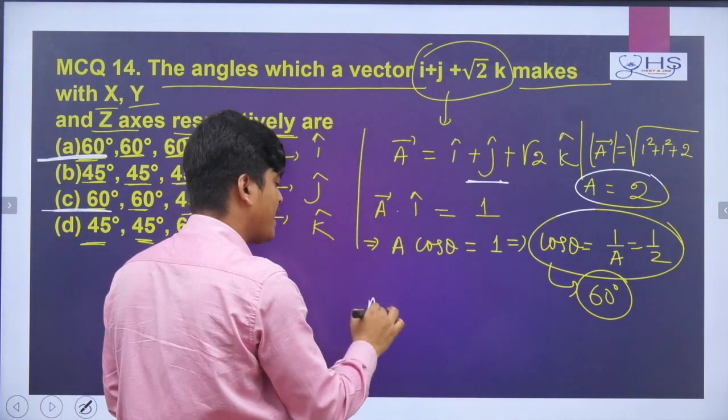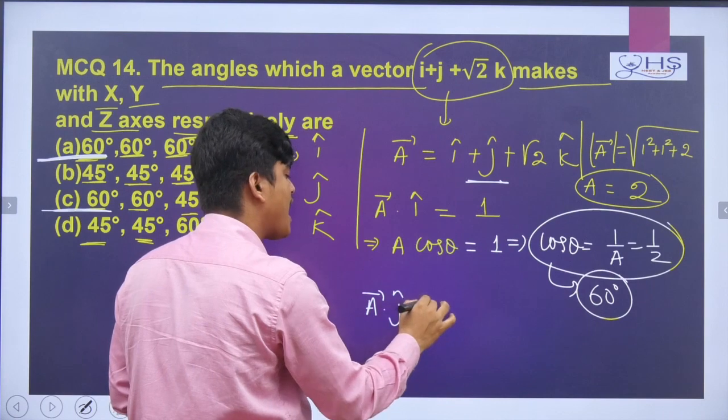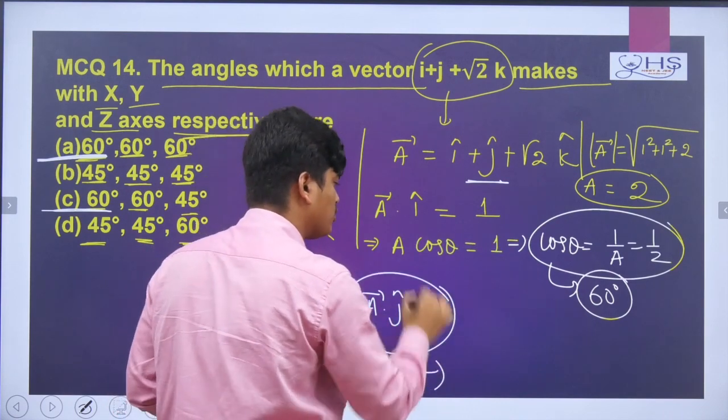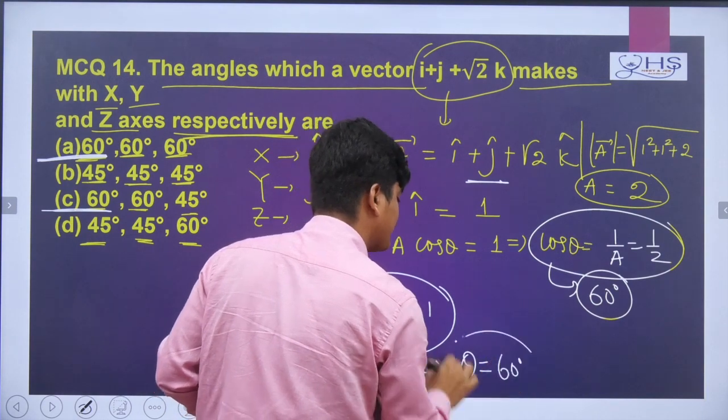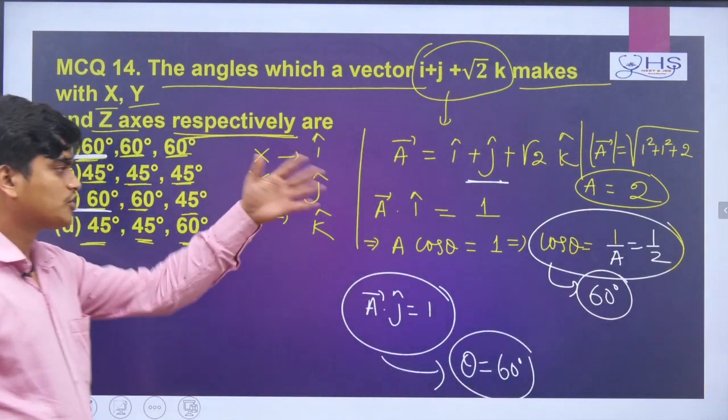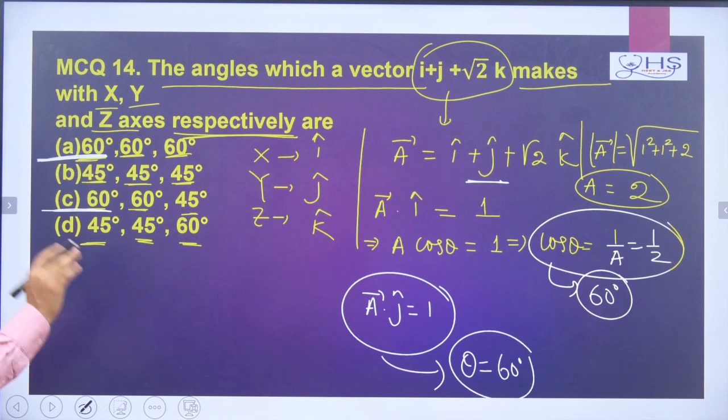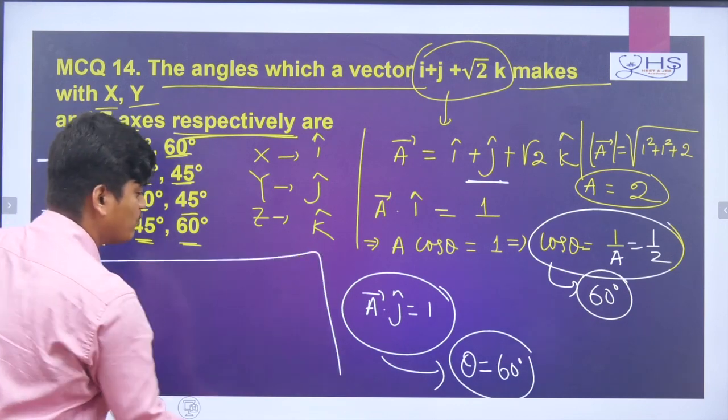Similarly, if we do A vector dot j, I will get 1, and from here, if I calculate like this, I'll get theta with y axis equal to nothing but 60 degree. So theta with x is also 60, y is also 60. Then we need to find what with z.